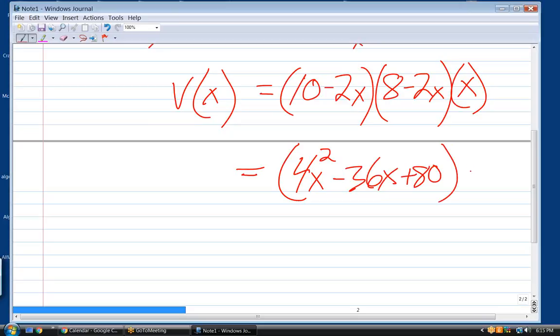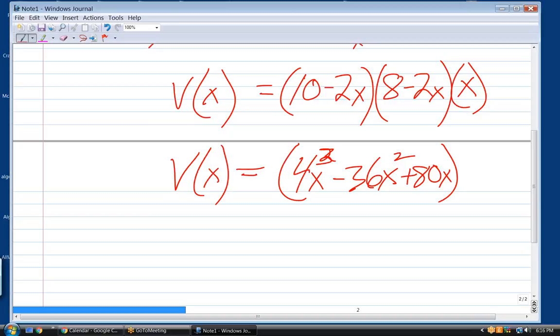And then multiplying all of that by x makes this an x, makes this x squared, makes this x cubed. With me? Yeah. So that's the volume of my box. Whatever x is, that's going to be the volume of it. Okay?